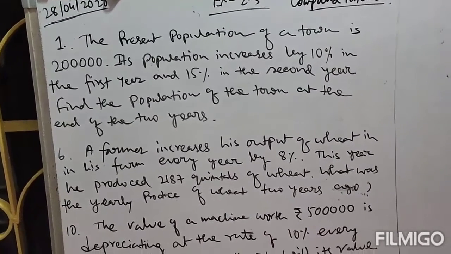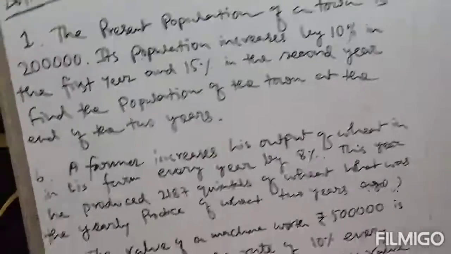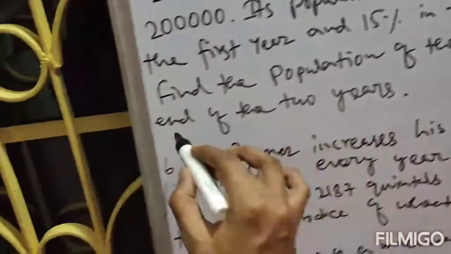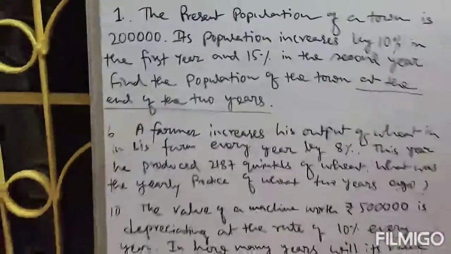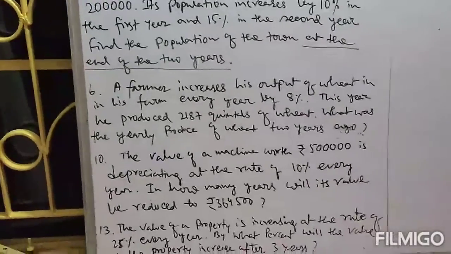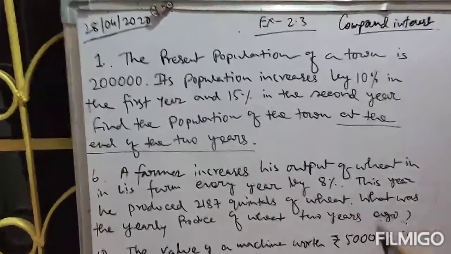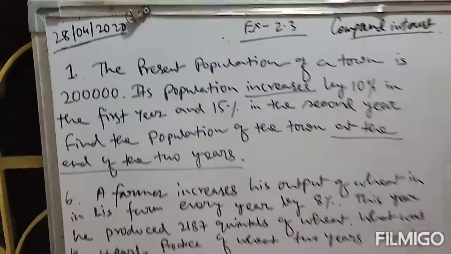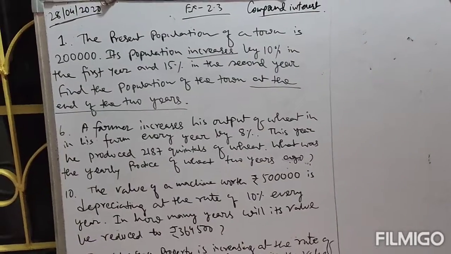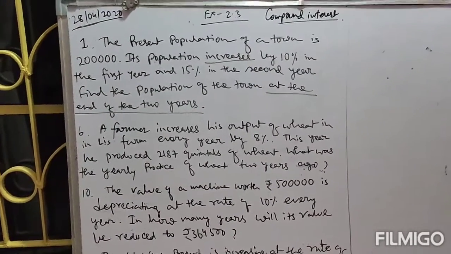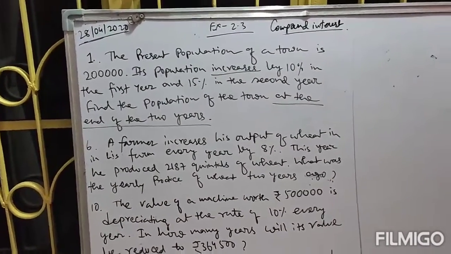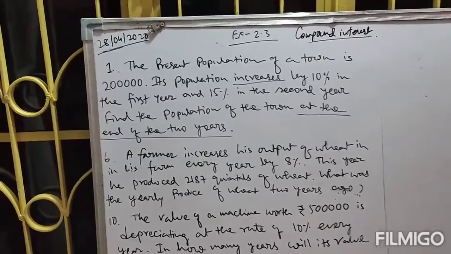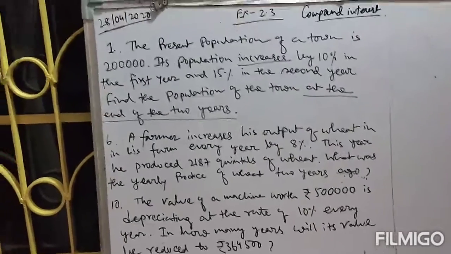So we have to find out the population of the town at the end of 2 years. At the end of 2 years means after 2 years. Clear? And the population increases. Increases means growth formula. The formula will be the growth formula, not the depreciation formula, because the population increases, and after 2 years.